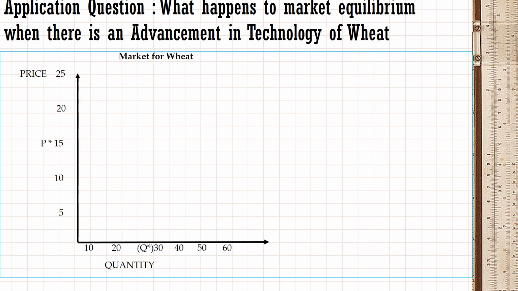So finally, I have an application scenario, which is: what happens to market equilibrium when there is an advancement in technology of wheat? As it's an application question, it means that you apply the concept of demand and supply, and even the determinants of demand and supply, and also elasticity. So to solve the question, you first analyze the nature of the commodity. Here we're talking about wheat, and you know wheat is considered a necessity good in our economy.